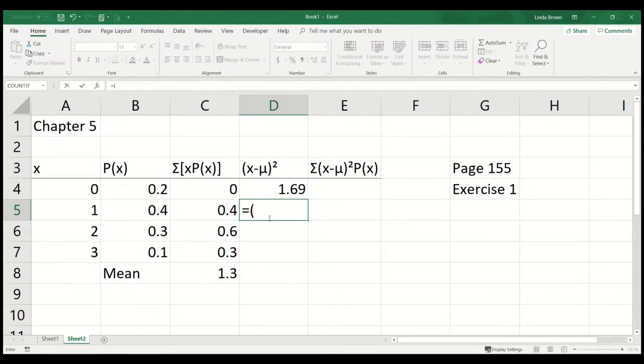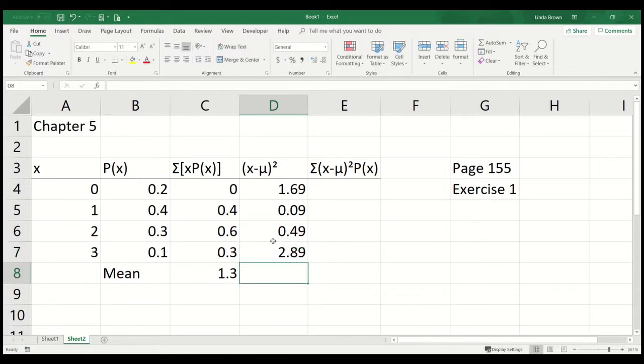So we're going to go through now and do each one. We're going to use brackets because the brackets need to be done first before it's squared, or else the value will not be correct. So I'm just going to type in the values this time. I have X is 1, subtract the mean, 1.3, close my bracket, and I want to square it. So I get 0.09. I'm going to do the same thing again. This time we have 2, subtract the mean, and we're going to square that. And one last time here, we have 3, subtract the mean, and we're going to square that.